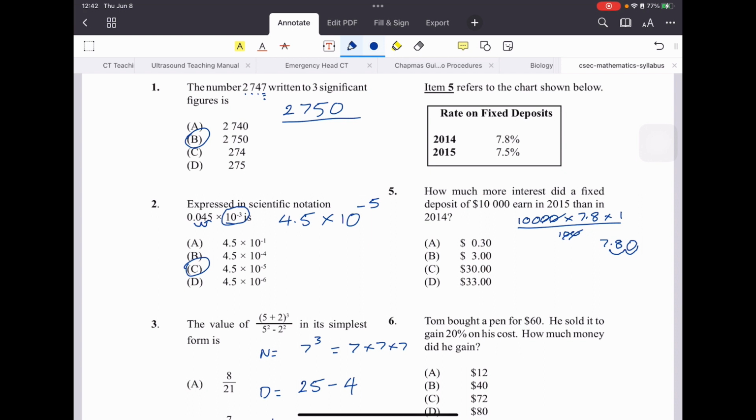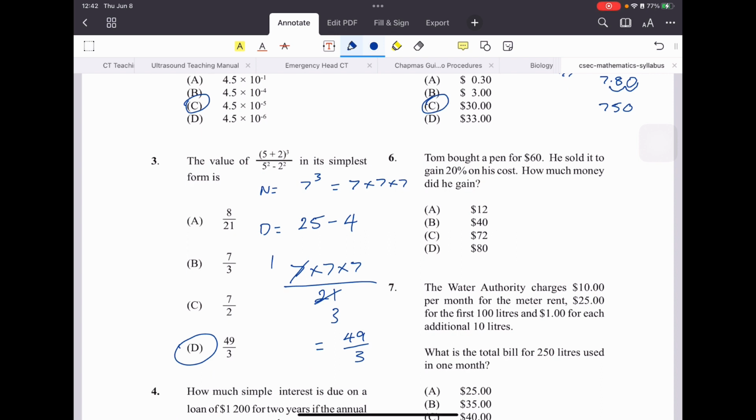Now for 2015, I simply have to do the same thing, but instead of 7.8, I put 7.5. You can work that out if you want to, but your interest will be $750. They want to know how much more interest, so I find the difference between them, and 780 minus 750 is 30.